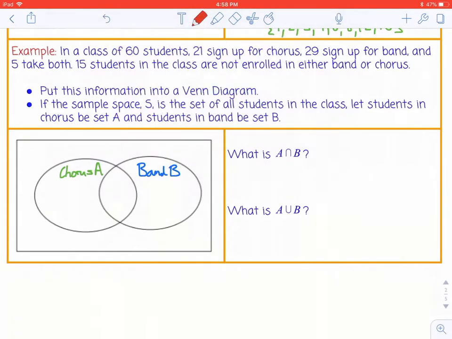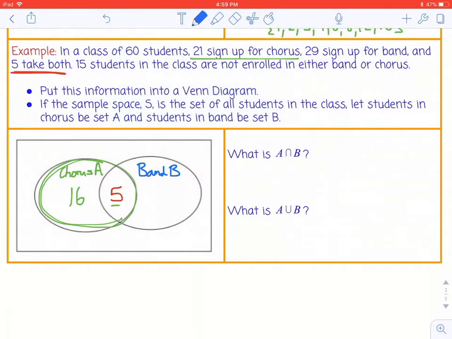The first thing we want to do is pick out the ones that are in both, because that's going to be the easiest thing to start with, and put that right in the middle. And then reread the problem. In a class of 60 students, 21 sign up for chorus. So if 21 sign up for chorus and 5 take band and chorus, you have to include those in the 21. So then we would have 16 left that take chorus.